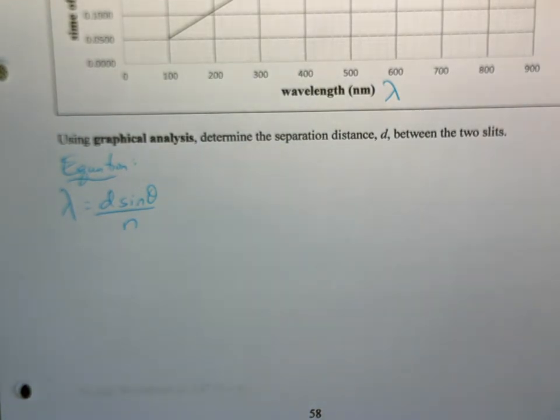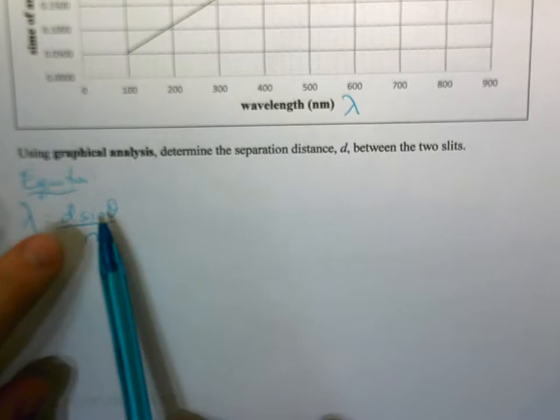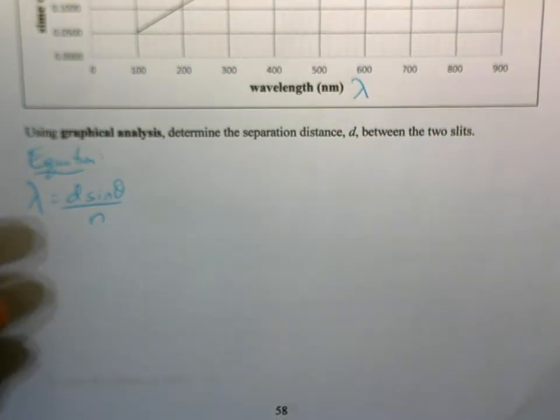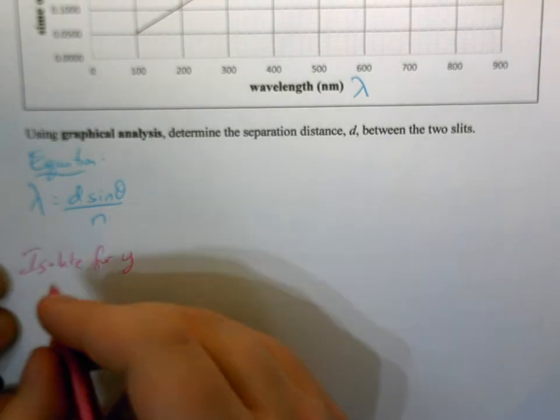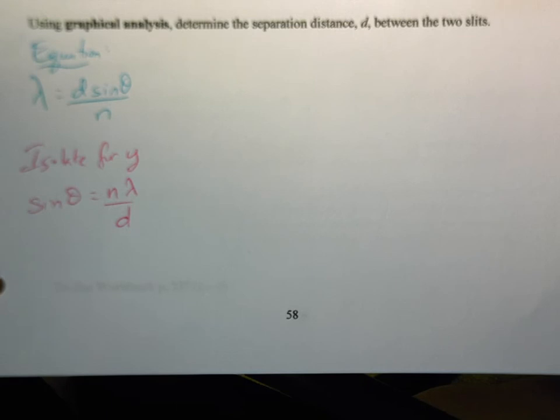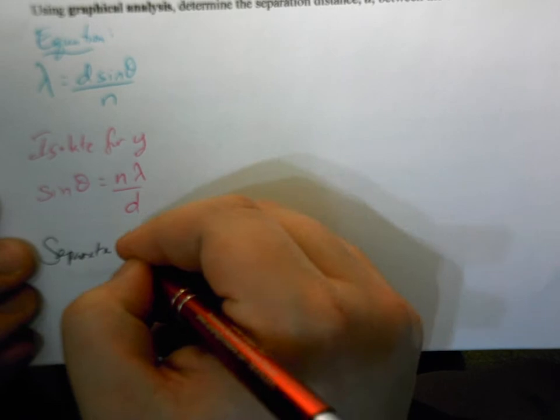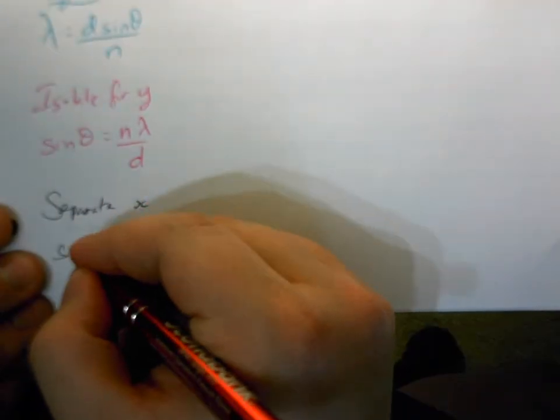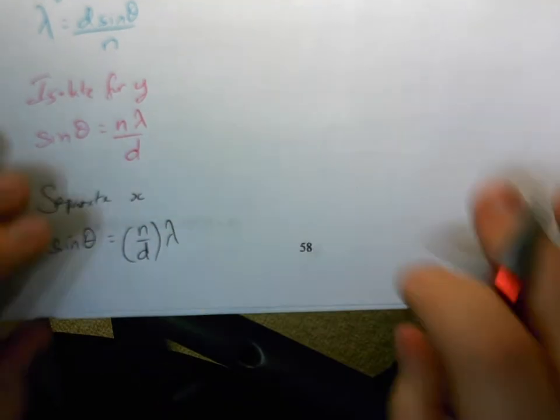But we said that whenever we have an equation, we want to isolate for what's on our y-axis. In this case, sine of theta is on the y-axis. So we want to get sine of theta by itself. If we isolate for y, we're going to get sine of theta is equal to n lambda over d. And then the last thing we want to do is separate out the x variable. So we're going to get sine of theta is equal to this n over d times lambda.